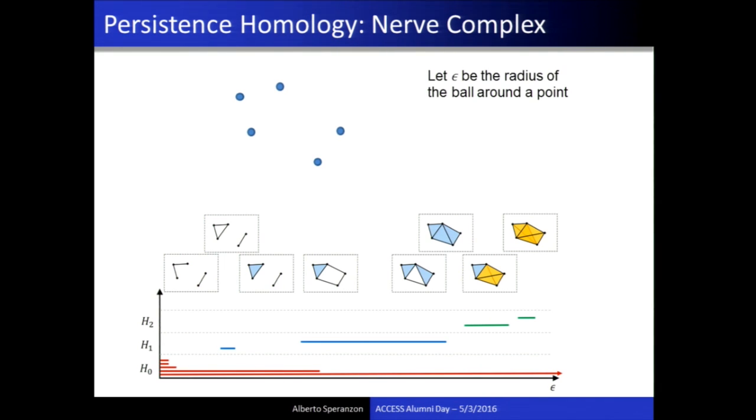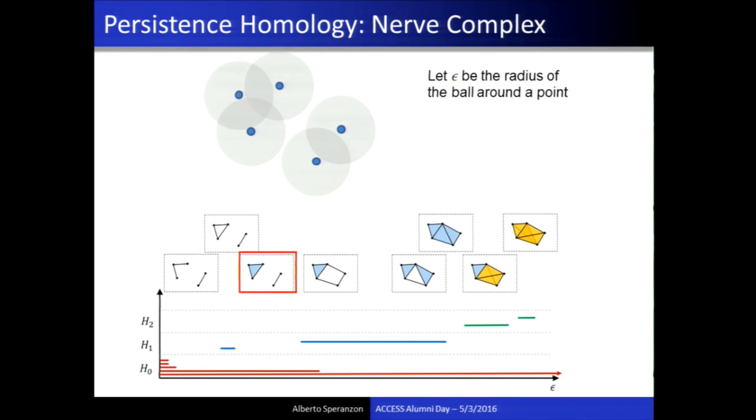As I now increase epsilon, at some point, edges will start to appear where intersections between balls occur. For example, in this scenario here, I have 2 intersections here, and another one here. And now suddenly, I have 2 connected components corresponding to this and this.